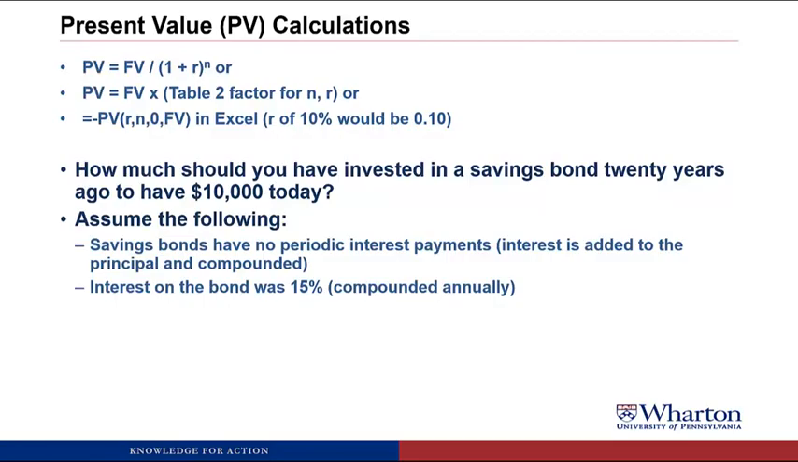We're going to assume that savings bonds have no periodic interest payments, which means that the interest is just added to the principal and compounded like we've been seeing in these examples. Later on, we'll look at what happens when bonds do pay periodic interest and how we have to do those calculations a little differently. And we're going to assume interest on the bond was 15% compounded annually.